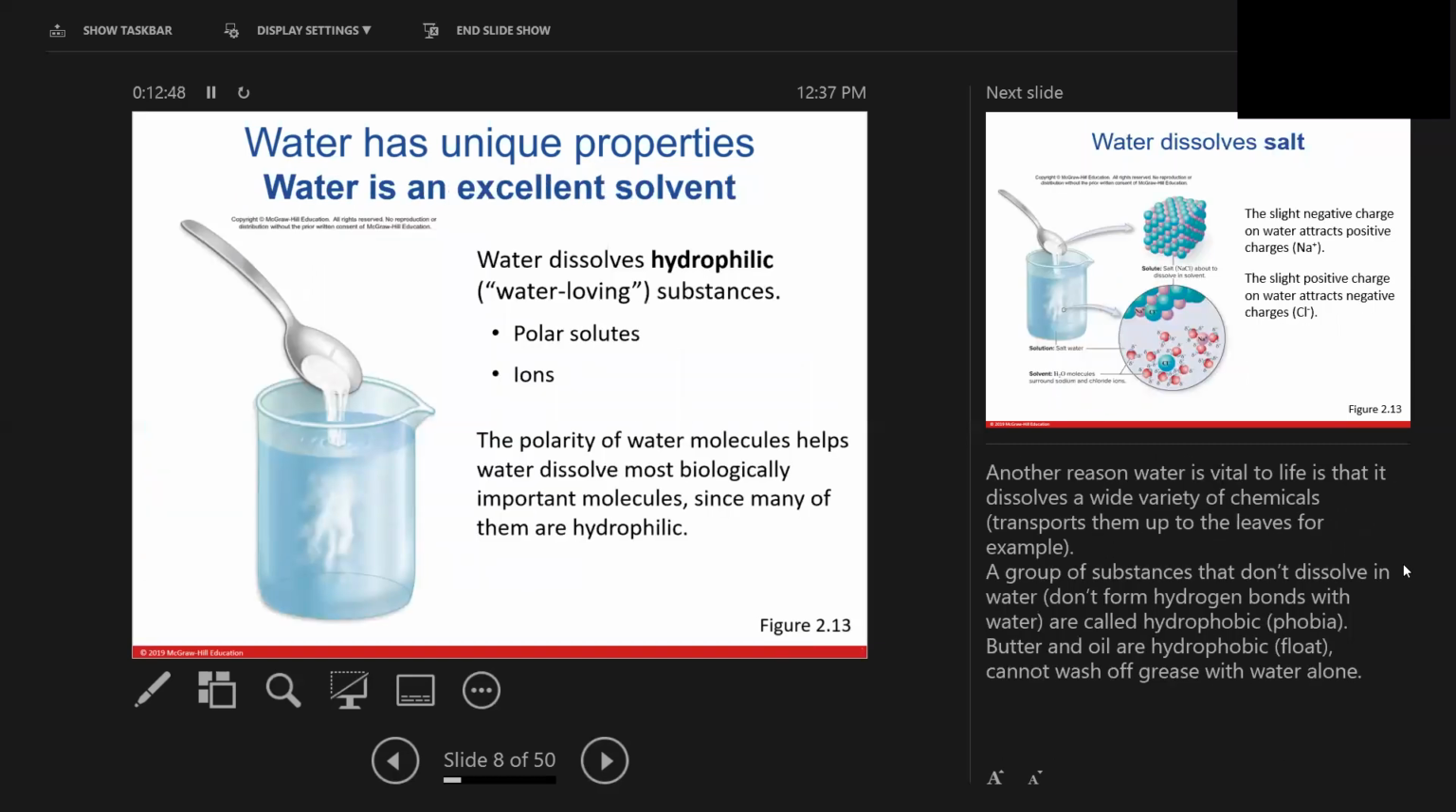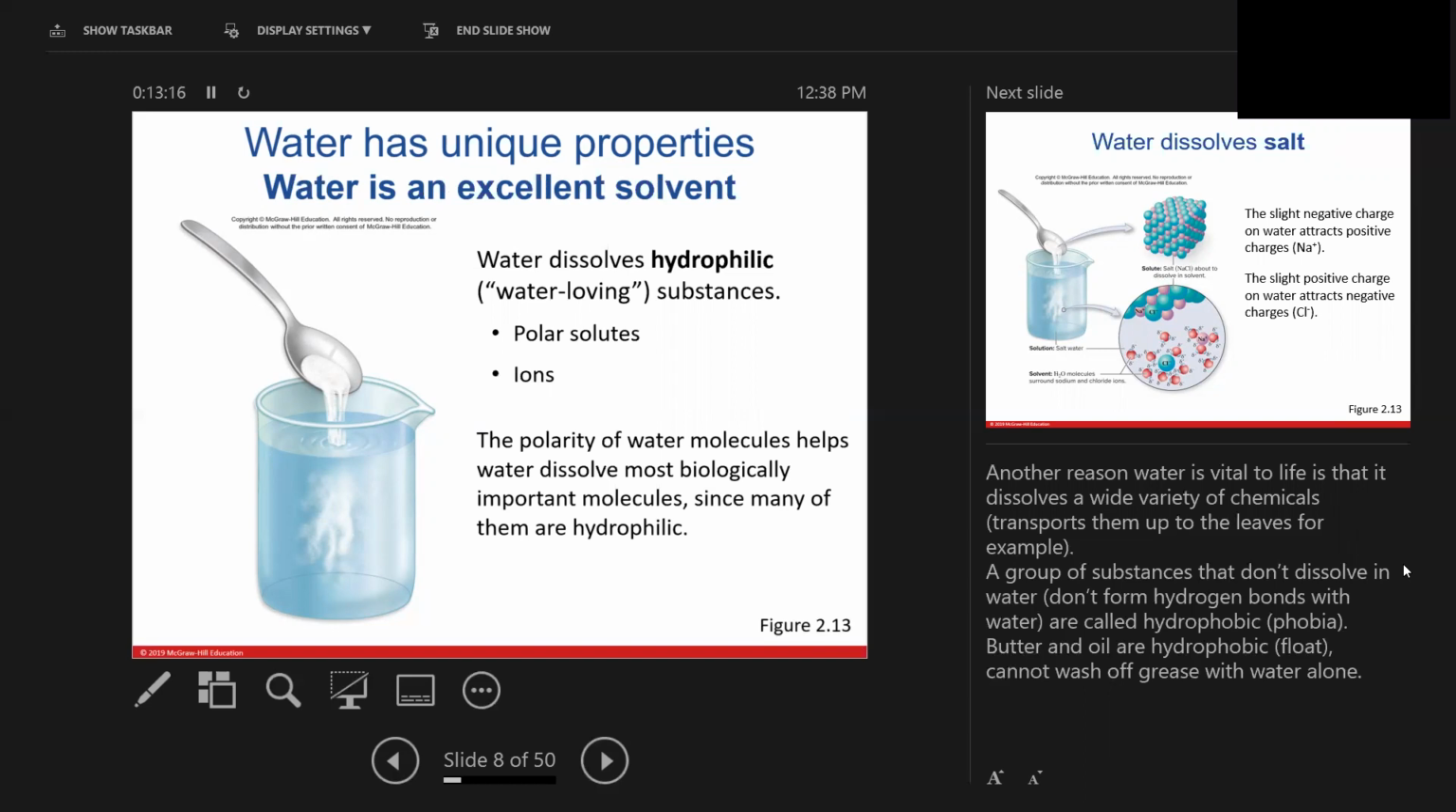Water is also an excellent solvent. This is another reason why water is vital to life, and it helps dissolve a wide variety of chemicals and helps to transport things through the leaves. For instance, it's not just water that's in your blood, right? There's a bunch of nutrients in there, an abundance of a bunch of different things. Without that ability of water to move that stuff around, because it's an excellent solvent, you wouldn't be able to do most of these things.